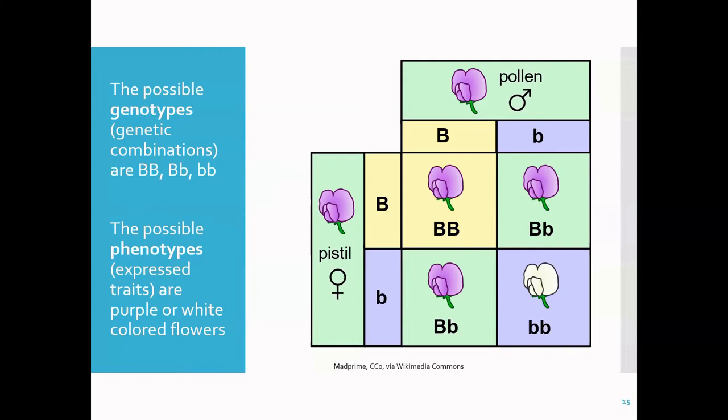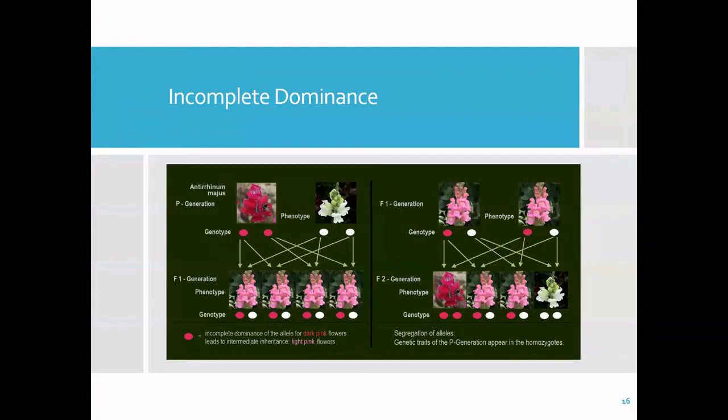So the two heterozygous and the one homozygous dominant all look the same. They're all purple. This is an example of incomplete dominance where the gene for deep pink is incompletely dominant. So when bred against a flower that is homozygous for white, you get pink, light pink, in the F1 generation.